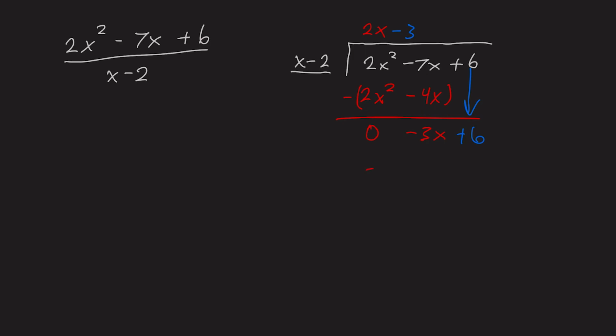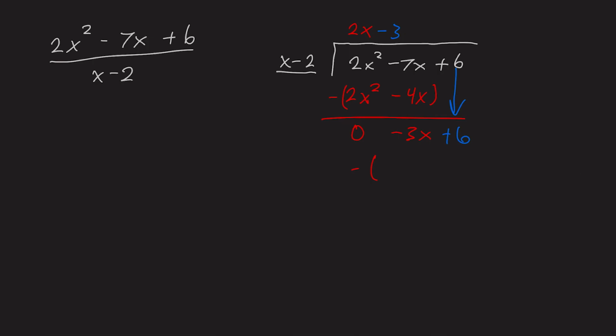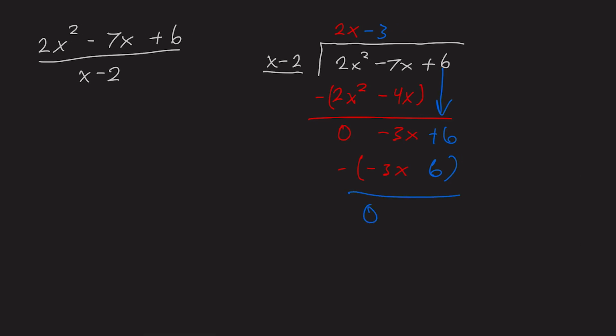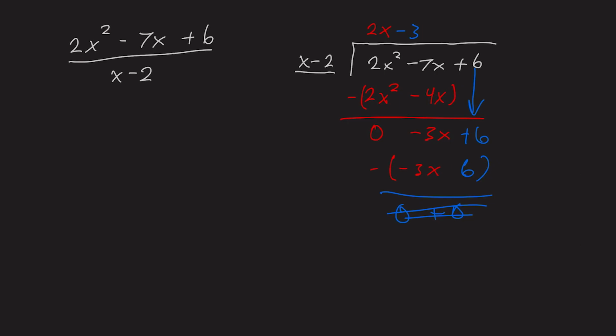So now I need to subtract what I just performed. What's negative 3 times x? It's negative 3x, what I expected. And now what's negative 3 times negative 2? It's 6. So what's negative 3x minus negative 3x? 0. What's 6 minus 6? 0. So I am left with no remainders here. So I can now say that 2x squared minus 7x plus 6 divided by x minus 2 equals 2x minus 3, as demonstrated right here.